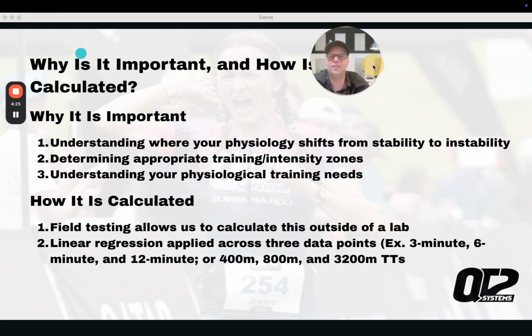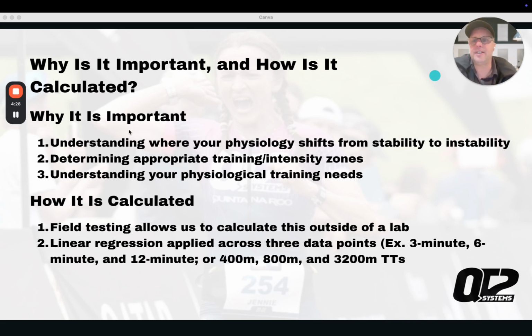Okay, so why is this stuff important and how is it calculated? First, why it is important. Understanding where your physiology shifts from being stable to unstable, and determining this, helps us to determine appropriate training intensity and zones, and it helps us to understand your physiological training needs, which is something that I'll cover in a different presentation later down the road. Right now, we're only talking about the bike and the run. The swim will be covered at a different time in a different kind of way.